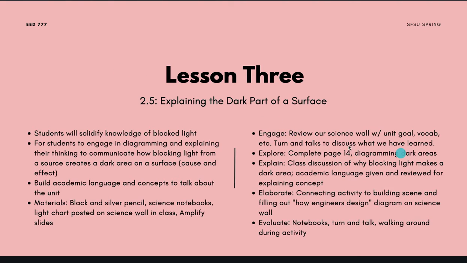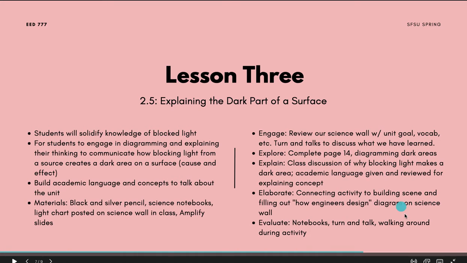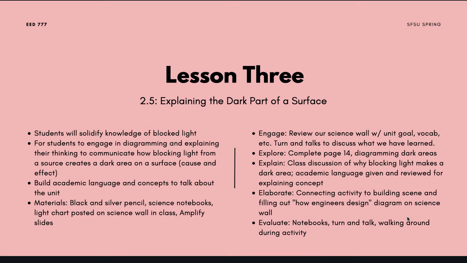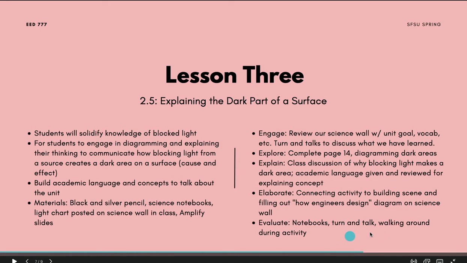So we did turn-in talks to discuss what the kids have learned so far. To Explore, we completed a diagram on page 14 of their notebooks, and then Explain, a class discussion of why blocking light makes a dark area, and I made sure that the academic language was given and that sentence frames were used for this. Elaborate, we connected the activity to building our scene and filling out another diagram on the wall of how engineers design. And then same thing for Evaluate, looking at notebooks, listening to turn-in talks, and walking around during the activity.